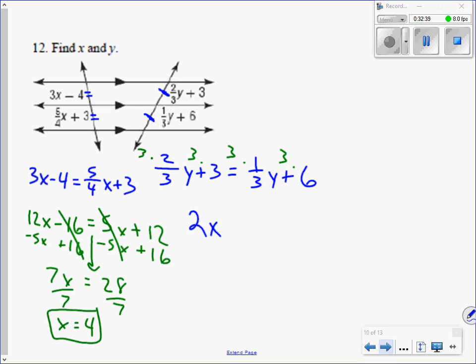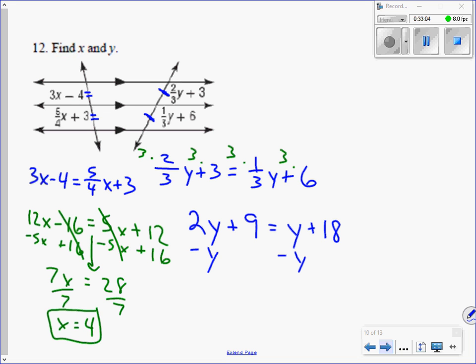2/3 times 3 is just 2, so that's a y, not an x. Plus 3 times 3 is 9. 1/3 times 3 is just 1 y, and 3 times 6 is 18. Now it looks a lot nicer. In fact, now I can, in one step, collect my like terms on the appropriate sides and be done.